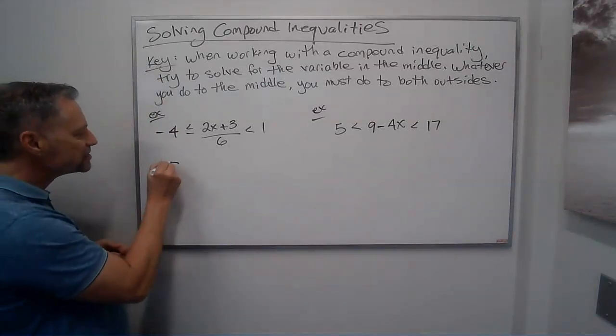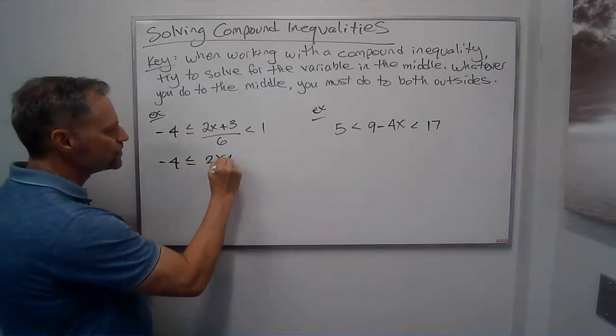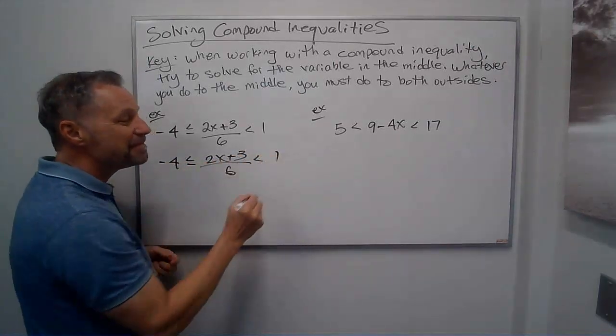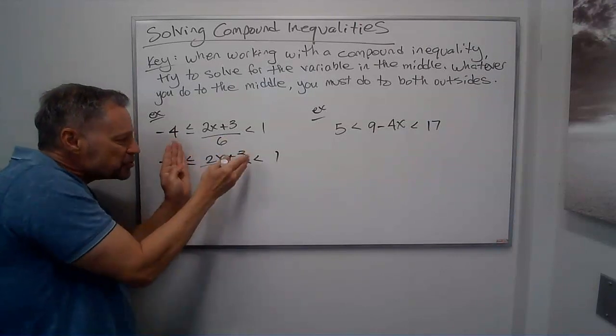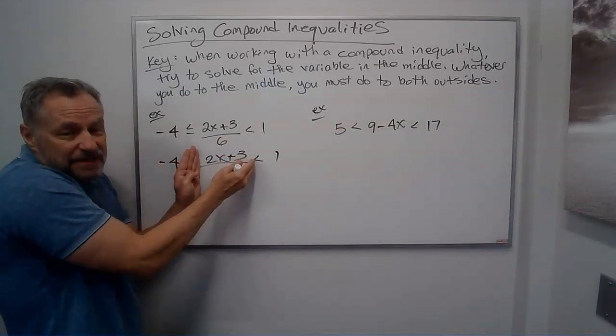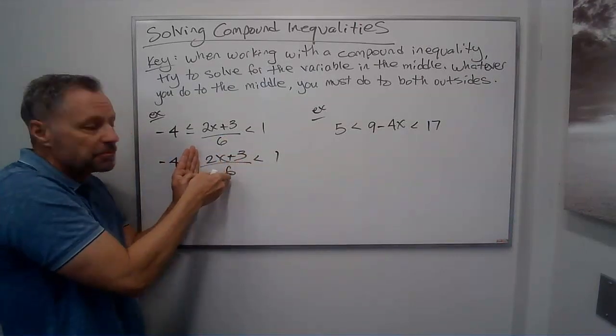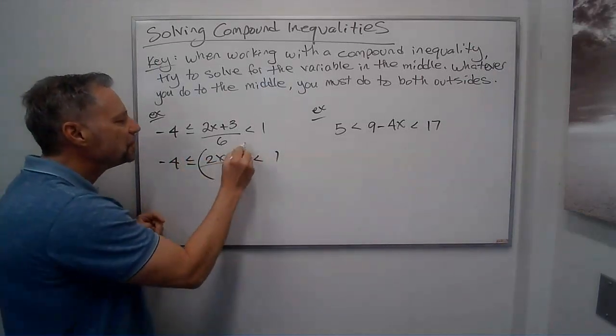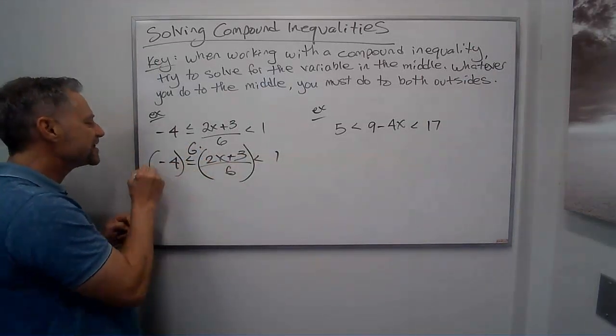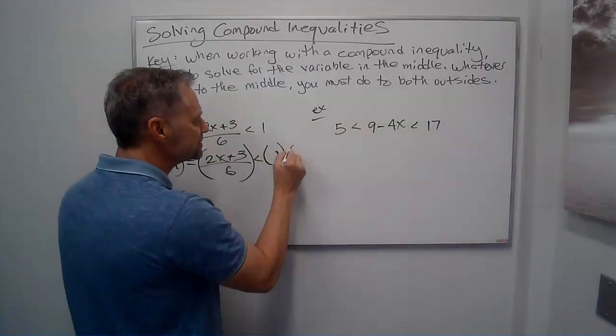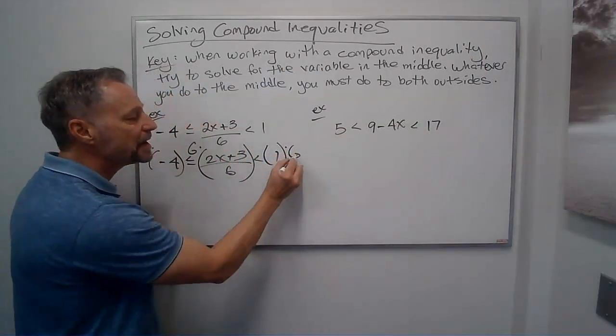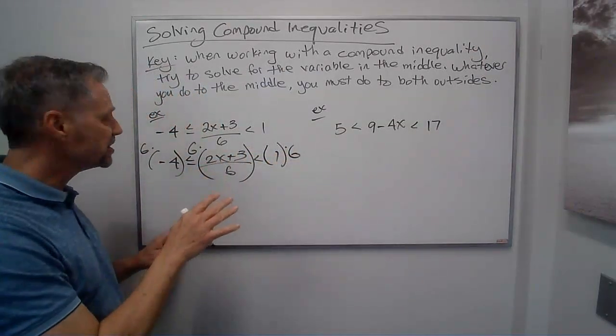I'm going to rewrite this problem because I don't want to mess up my original problem, but I'm trying to get x by itself. So I'm looking at this just like I would solve an equation. I'm going to need to multiply by 6. So I'm going to multiply this by 6, this by 6, this by 6. And remember, I'm multiplying by a positive number, so I don't have to flip the inequality.